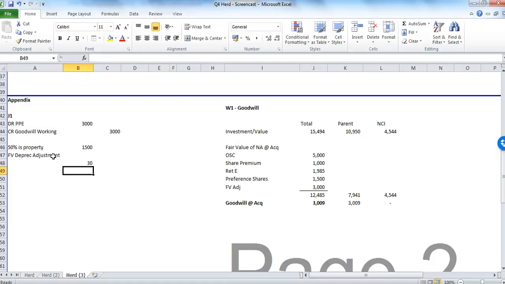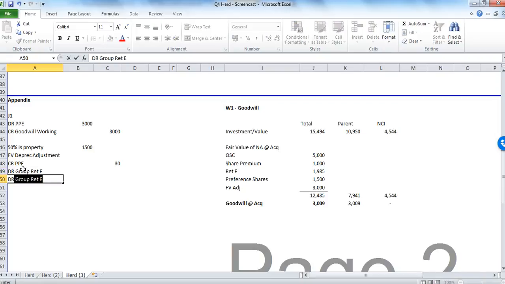So it's 30,000 euro, and you're going to credit PPE because you're adding additional depreciation. If you make a fair value adjustment you need to charge depreciation on that additional amount, and because it's a fair value adjustment you will split it between debit group retained earnings and debit NCI. So you need to split that 60-40 because it is in the subsidiary that you're charging the additional depreciation. So that's 60% and that is 40%. So 18 and 12 for the group retained earnings and the NCI.